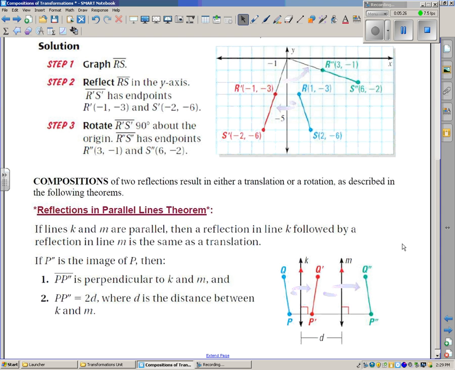This ends the first segment of compositions of transformations.